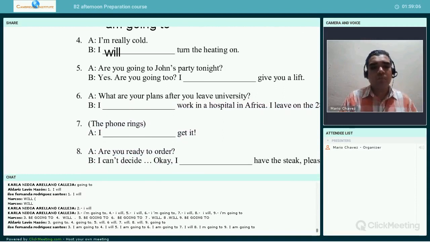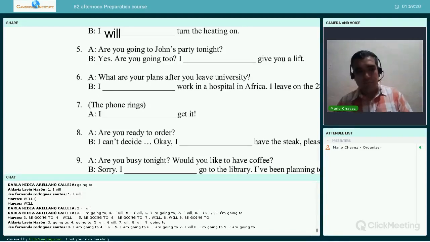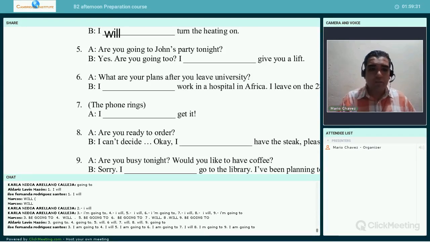Are you going to John's party tonight? Yes, you are going to. I'll give you a ride. So since she didn't know, in this case, the person didn't know that the other person was going, because it says, yes, are you going to? So since he or she didn't know, he or she is making the decision at the moment. So since it's at the moment, it's with will, right? Will.